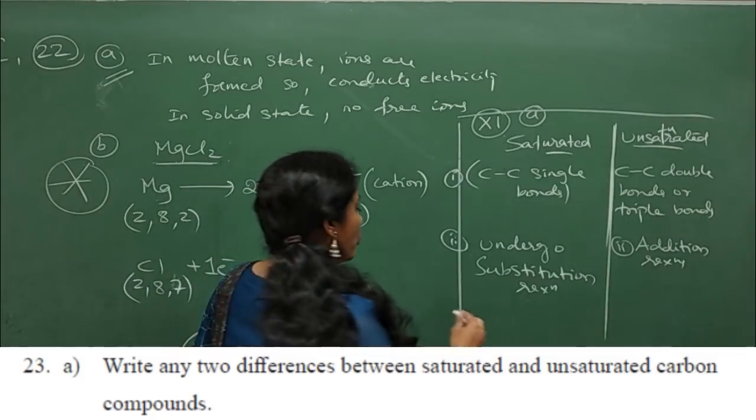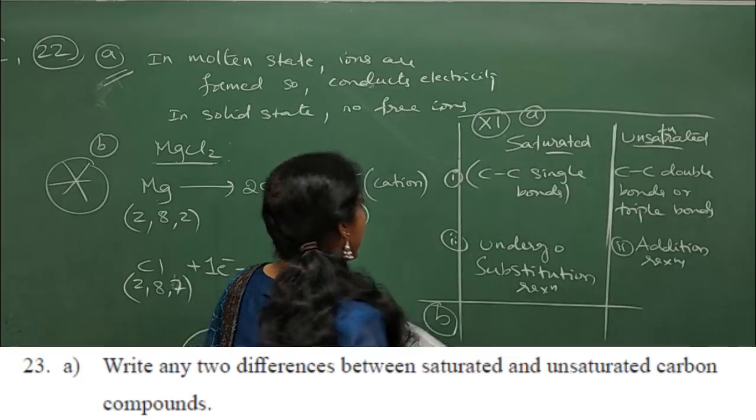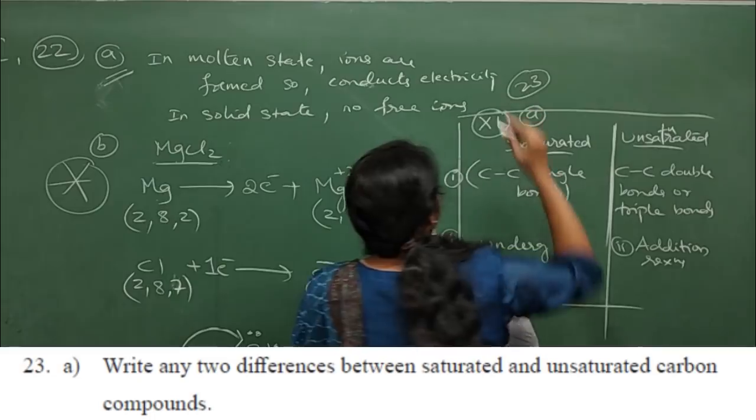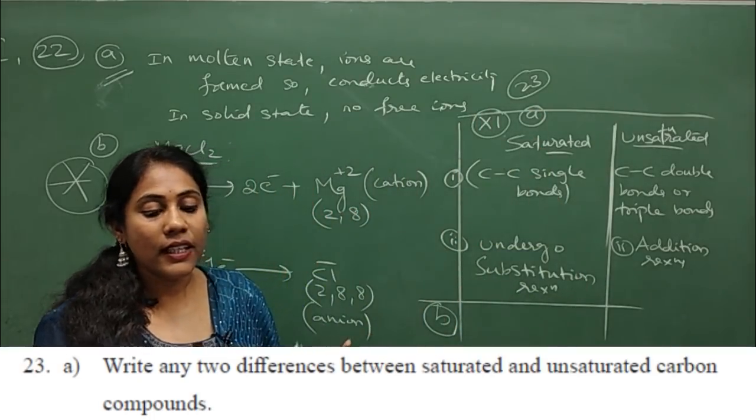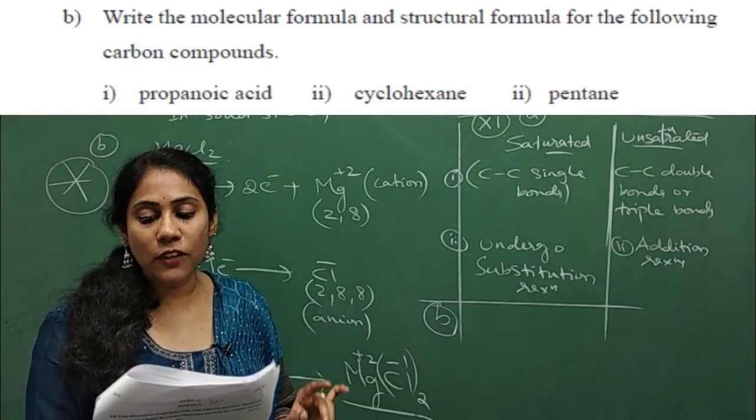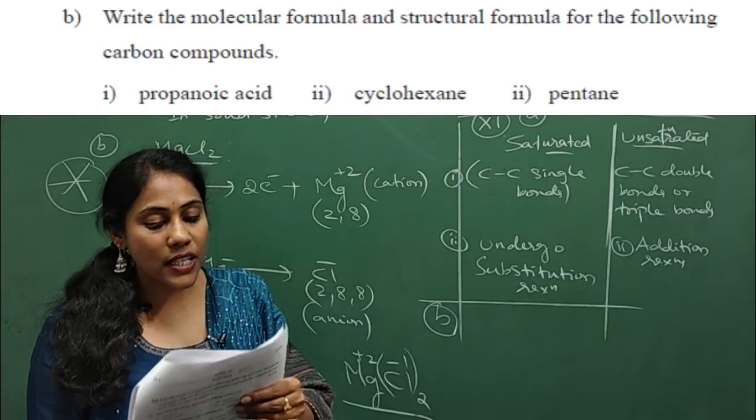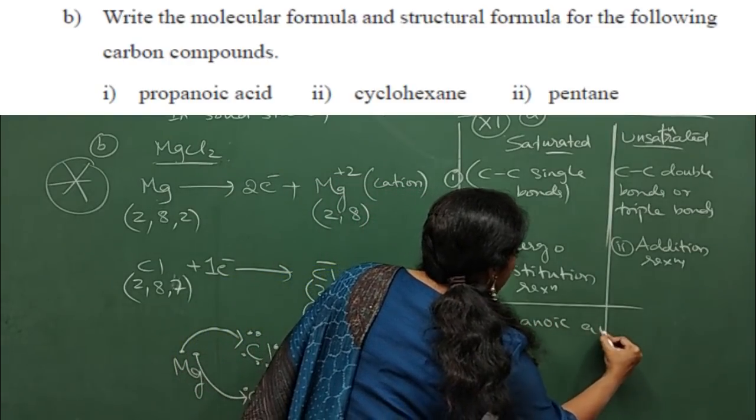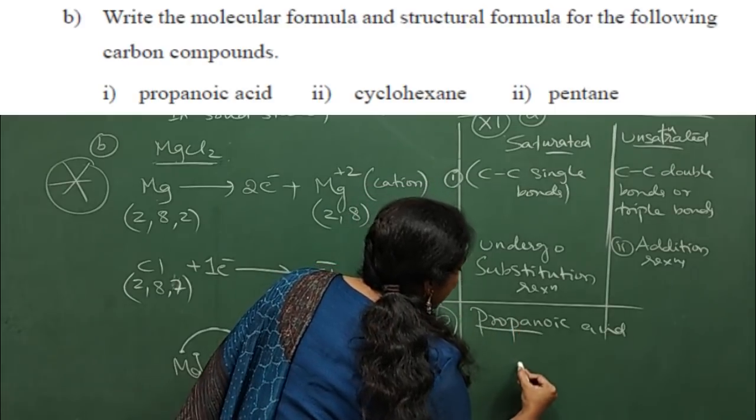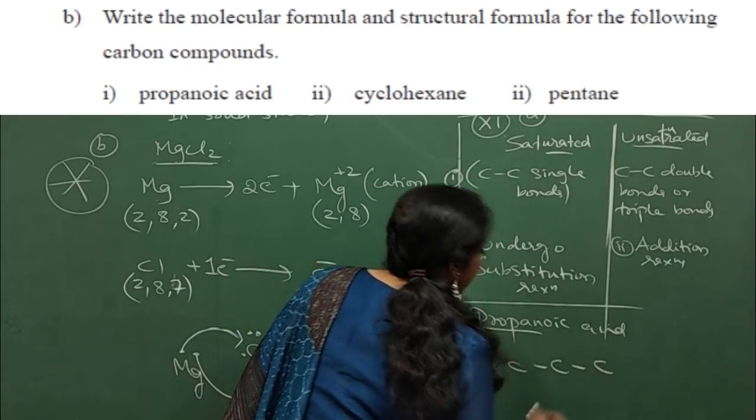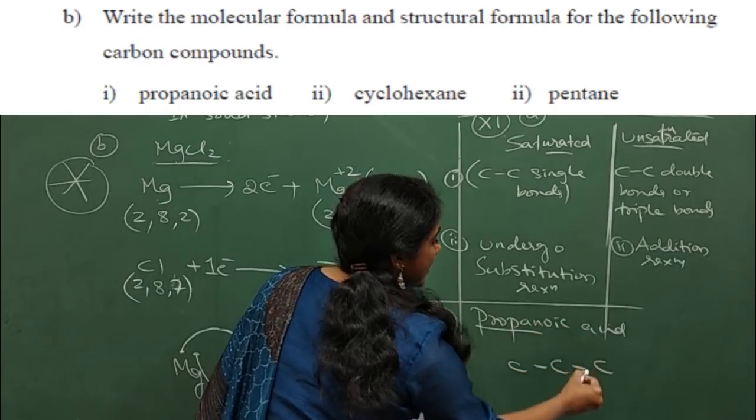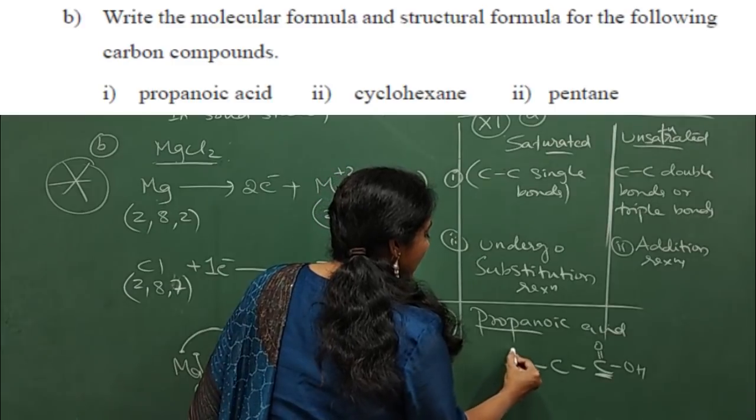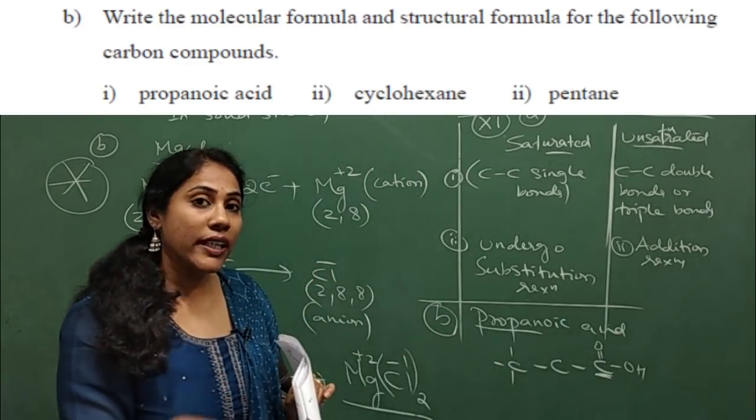Fine. And coming to question B, under the 11th main, the 23rd question. Write the molecular formula and structural formula for the following carbon compounds. First one is propanoic acid. First you write the structural formula. Prop means 3 carbons, so these are the 3 carbons. Then oic acid is there, which means one of the carbons is present as a COOH functional group. So satisfy the remaining bonds by showing hydrogen atoms.